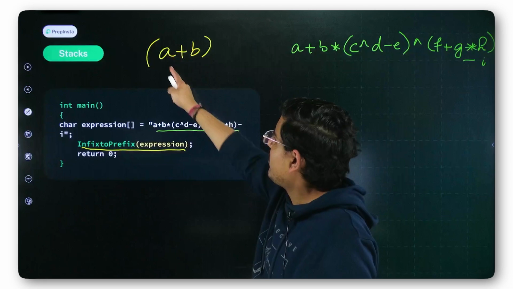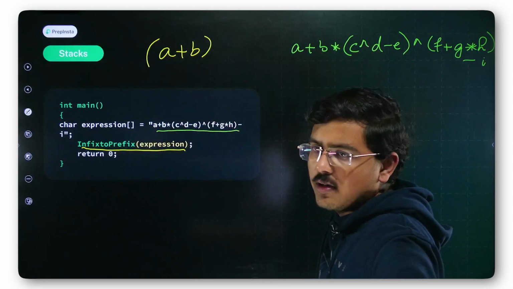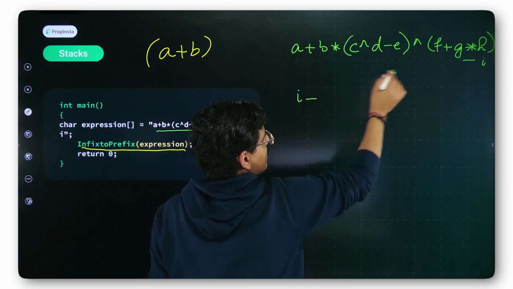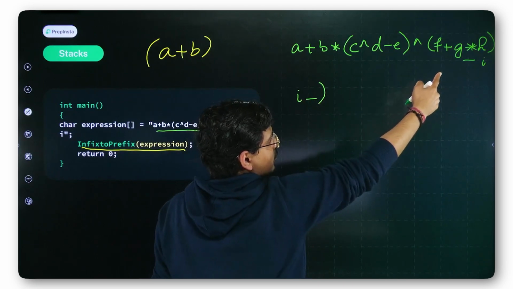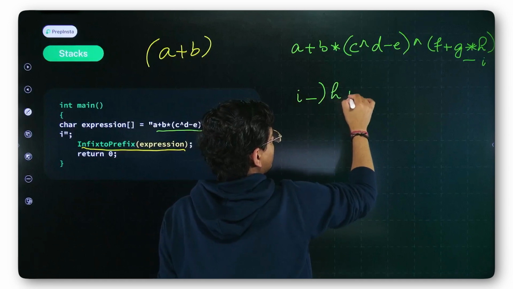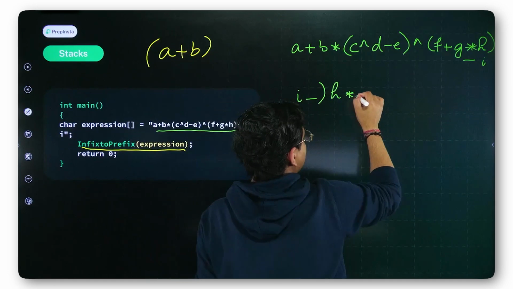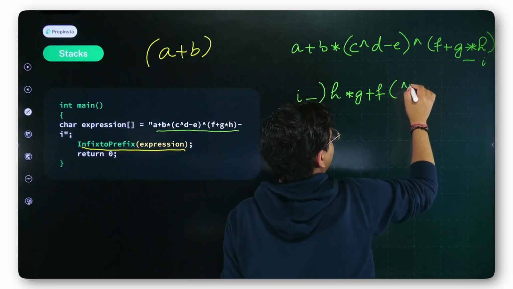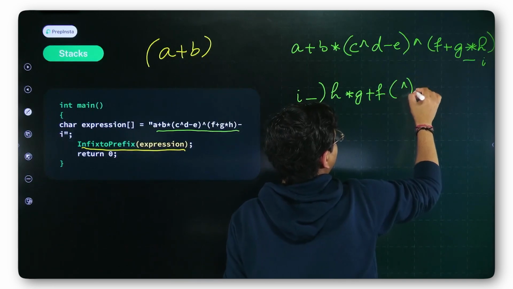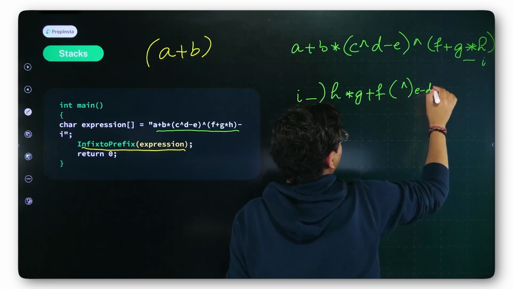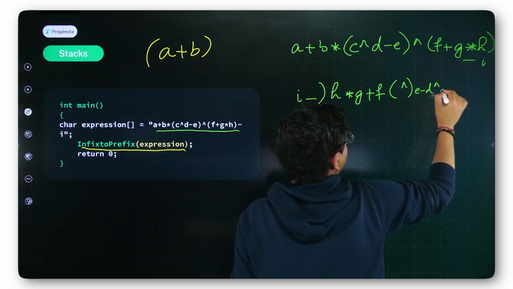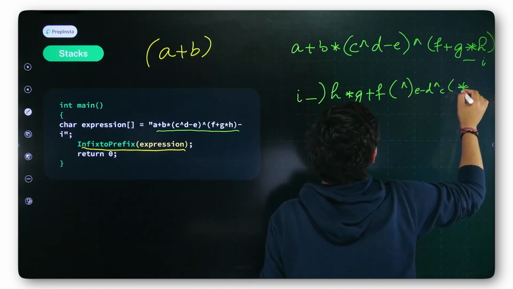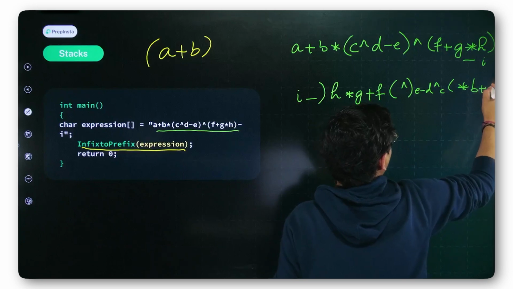I have explained to you using a very simple example. It is working in the same way, fine. Let me tell you one thing, what you can do. I minus, now this is a particular closing bracket, then H, then the multiplication operator, then G, then plus, then F, then opening bracket, then again exponent, then closing bracket, then E, then minus, then D, then again exponent, then C, then opening bracket, then multiplication operator, and then B, and then A, fine.